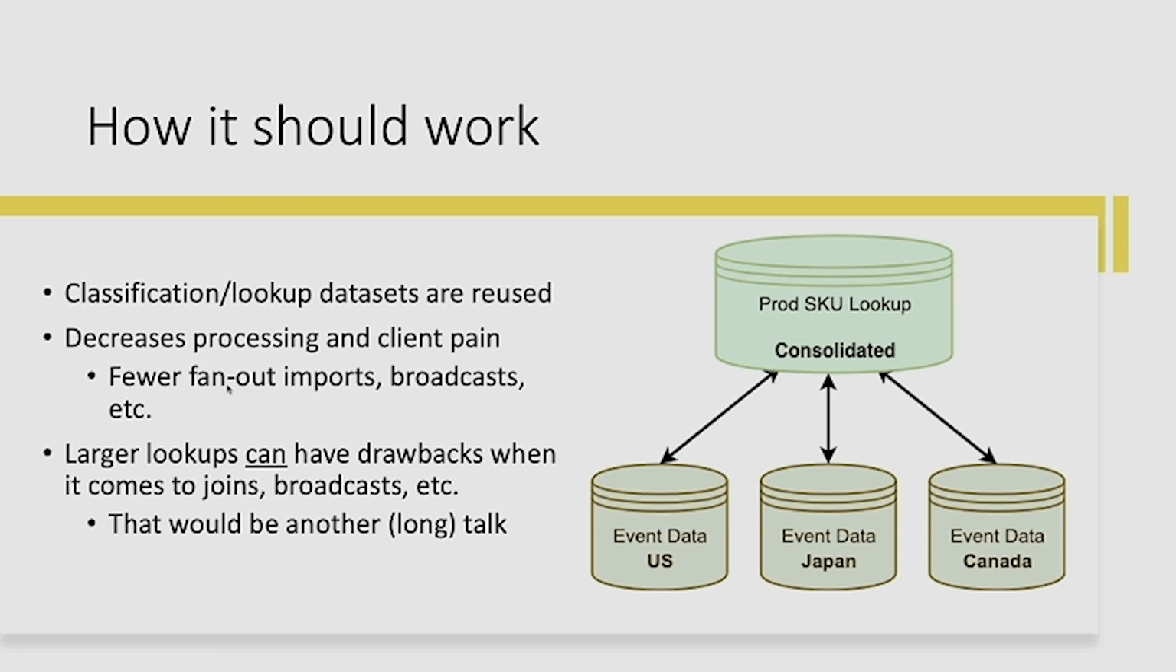How it really should work would be that you would have one lookup data set for all of those event data sets, right? This decreases processing and client pain, less fan out imports. We run into the broadcasting problem if you're familiar with it. So this would lead to fewer broadcasts of data downstream. I was talking about our proprietary reporting backends. We're basically doing a fan out broadcast of classification data sets to a lot of consuming servers for high-speed reporting kind of thing. So the broadcast would be larger if you're consolidated, but you would be doing less broadcasts, right?